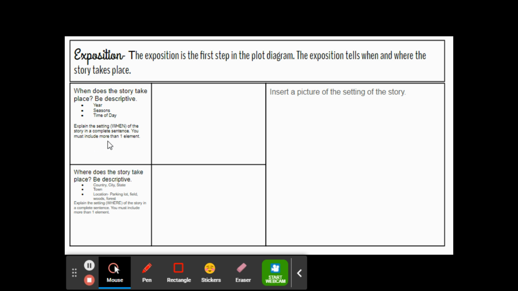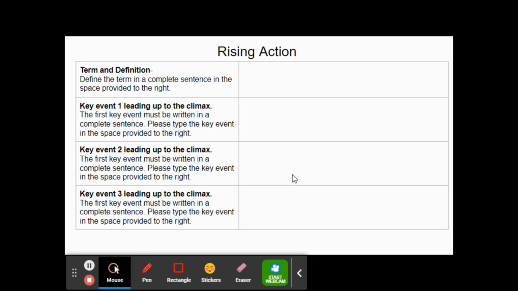You must include more than one element. Where does the story take place? Be descriptive. County, city, state, town, location, parking lot, field, woods, forest. Explain the setting, the where of the story, in a complete sentence. You must include more than one element. Then do your best to find a picture of what this setting most resembles, and insert it here.